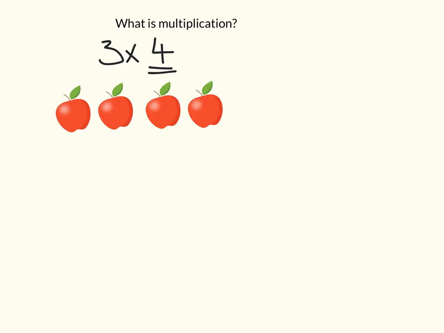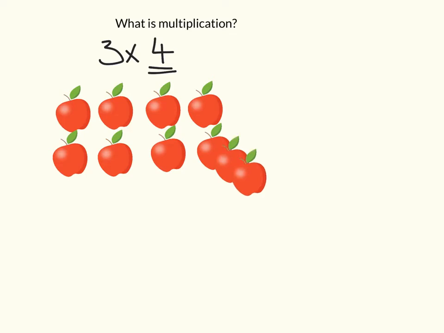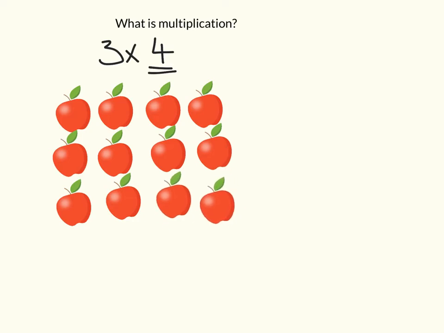So that means I'm going to have to add more apples. I'm going to have to add in 3 groups. 1, 2, 3, 4. 1, 2, 3, 4. That's 2 groups of apples. 1, 2, 3, 4. 1, 2, 3, 4. I have 3 groups of 4 apples.